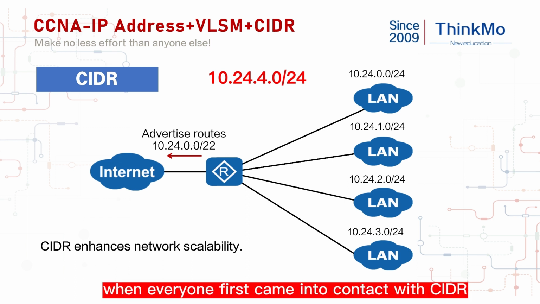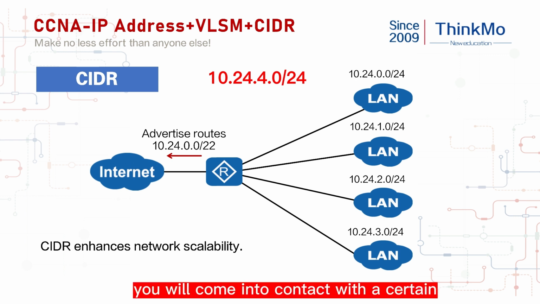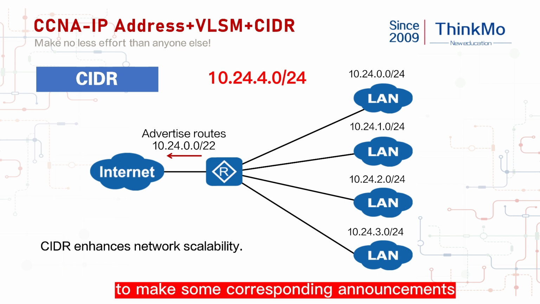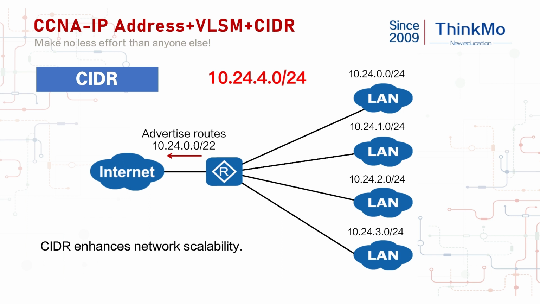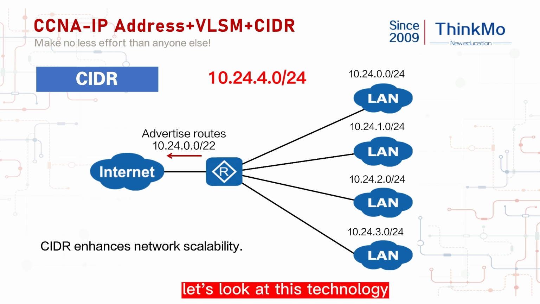When everyone first comes into contact with CIDR, you may find it useless. But when you learn the NP stage, you will come into contact with certain routing technology, that is, routing knowledge. Then you will know why some companies make corresponding announcements to the internet. At that time you will learn application scenarios, and when you combine it with the project scene, you won't think this technology is useless. It's just that we're in the NA stage now.